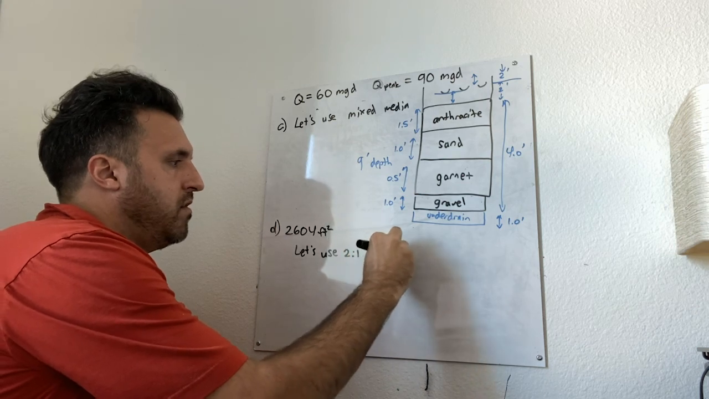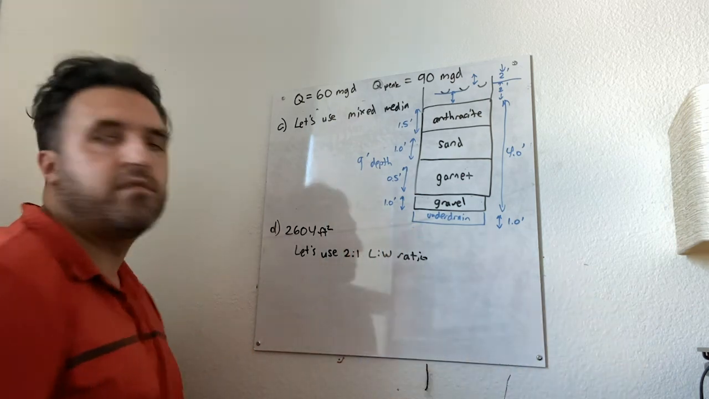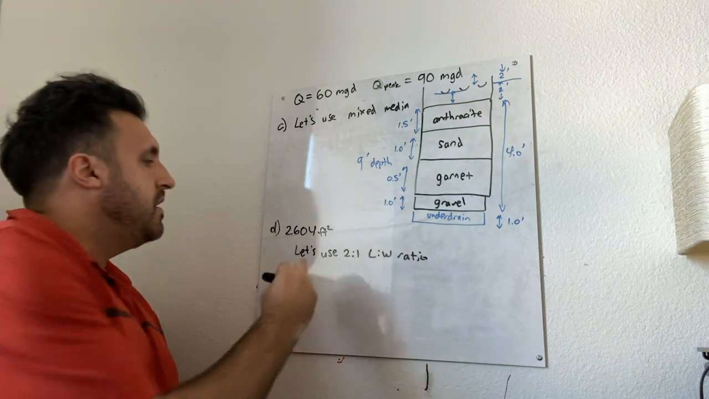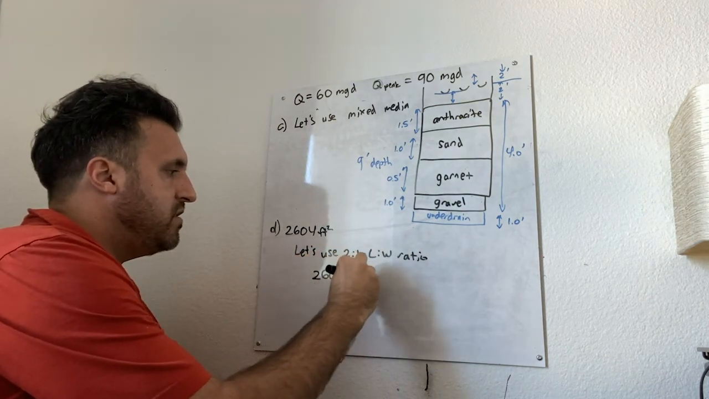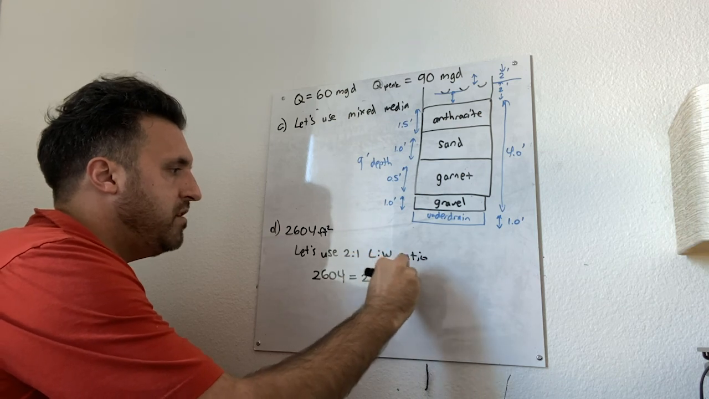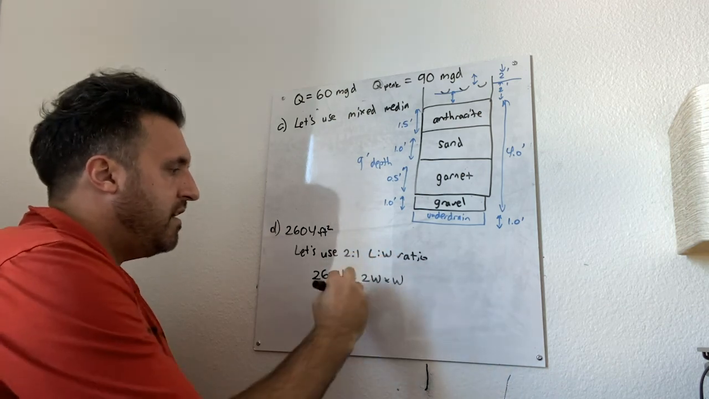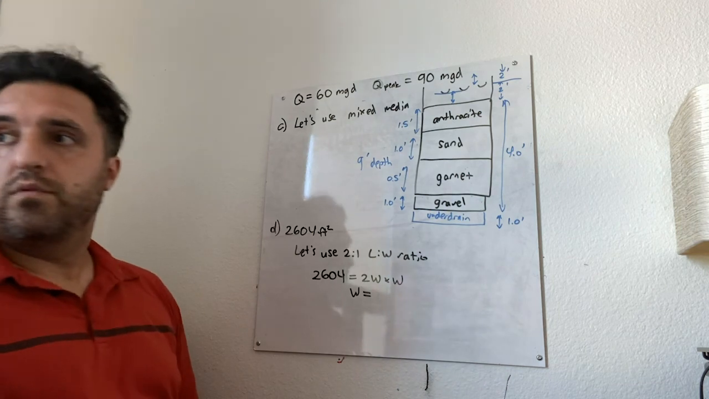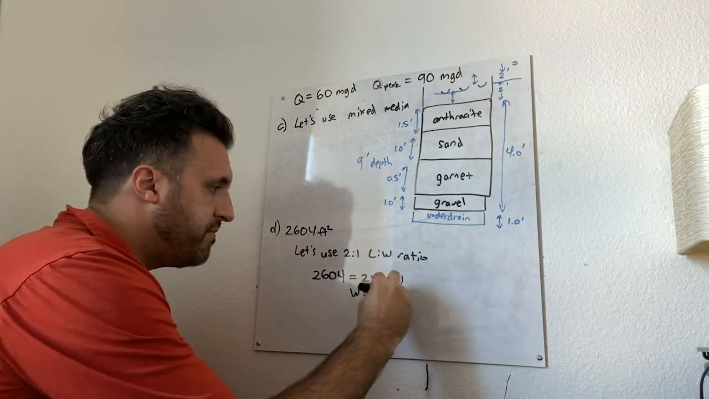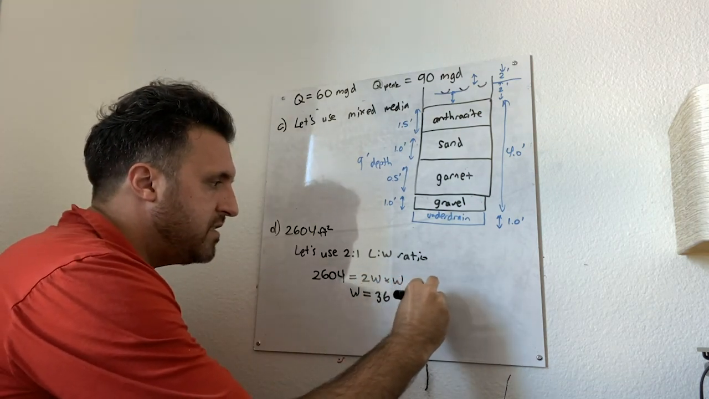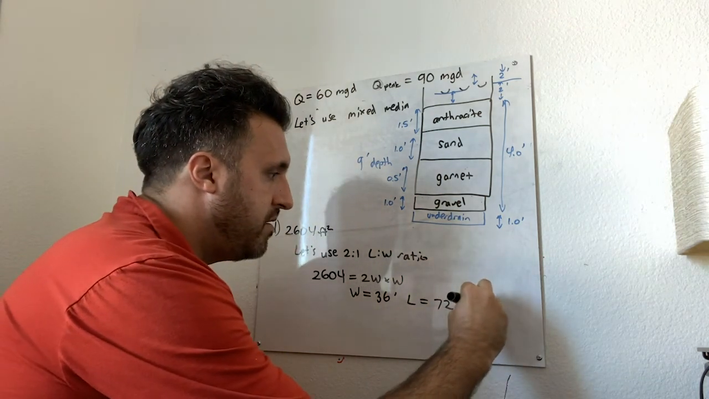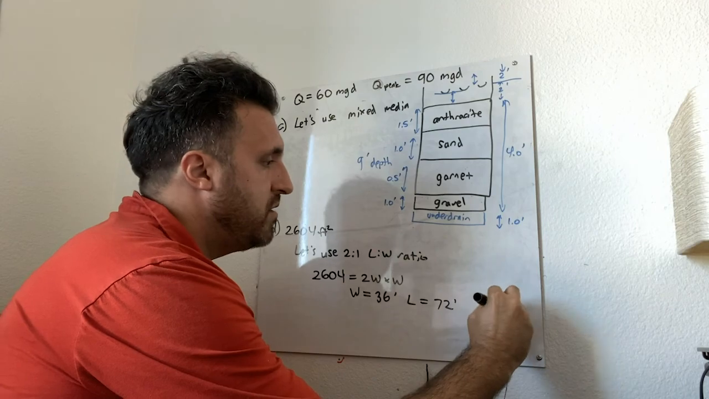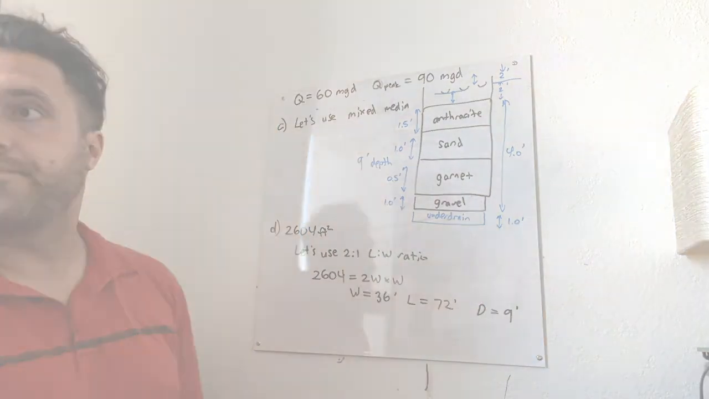So let's use a 2-to-1 length to width ratio. That means that 2604 is equal to 2W times W, and we can solve for W, which would be equal to 36 feet, making the length equal to 72 feet. And again, our depth would be a total of 9 feet for the structure.